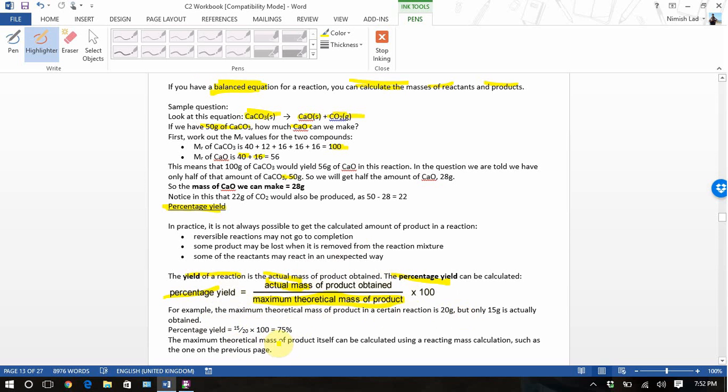The maximum theoretical mass of the product itself can be calculated using a reacting mass equation, such as the one on the previous page. They're the ones up here. The other idea is that actually you might end up with more mass than you expect. So what could have happened there is you've probably picked up some of the other materials involved in the reaction. Say it's an electrolysis reaction or something along those sort of lines, you haven't washed everything off that you should have, or you haven't allowed something to dry out, and therefore there could be some sort of solution left behind.